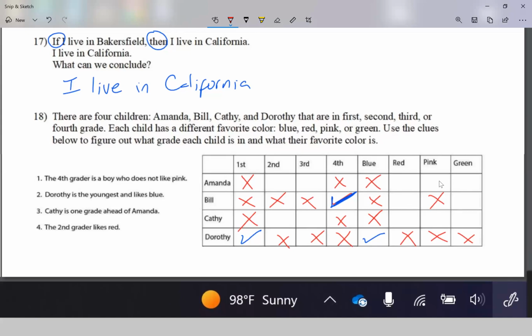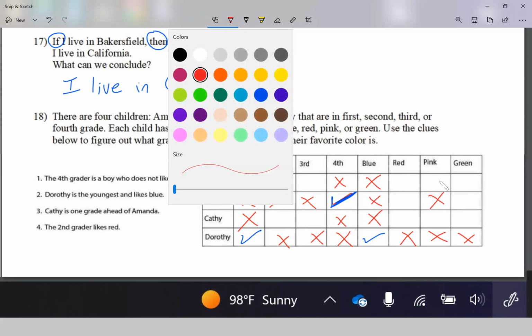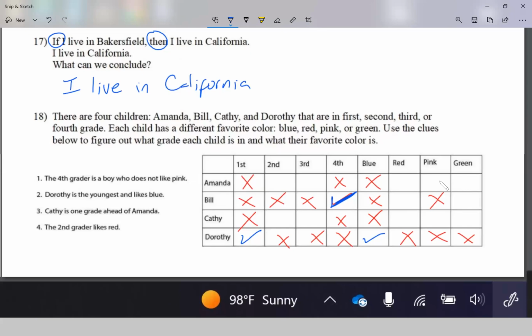Cool. Now, Kathy is 1 grade ahead of Amanda. So I have 2nd grade and 3rd grade left. But Kathy is 1 grade ahead. So that tells me that Kathy is a 3rd grader and Amanda is a 2nd grader. So let me just cancel. So I know who's 1st, 2nd, 3rd, and 4th grade. Cool. So Kathy's 1 grade ahead of Amanda.